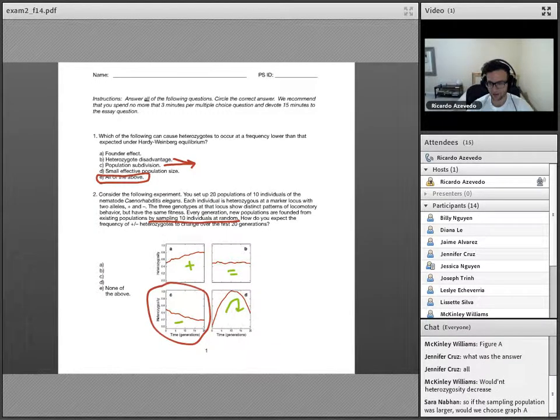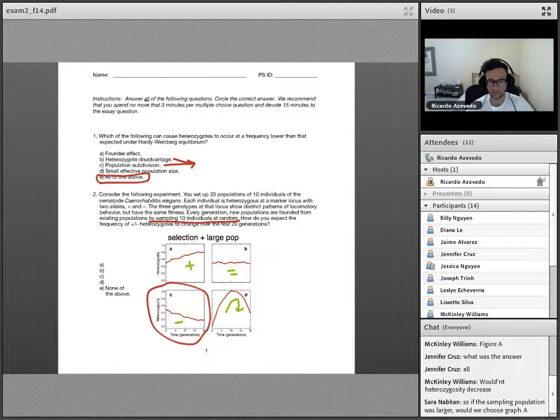Sarah asks, so if the sampling population was larger, would we choose graph A? No, so graph A, because if the alleles are not neutral, so there's actual selection for heterozygotes. So if there's this heterozygote advantage, right? So if there's selection for heterozygotes, and the population is big as well, then A would be the case, right? So we would need selection. We need selection plus a large population for it to work, right?